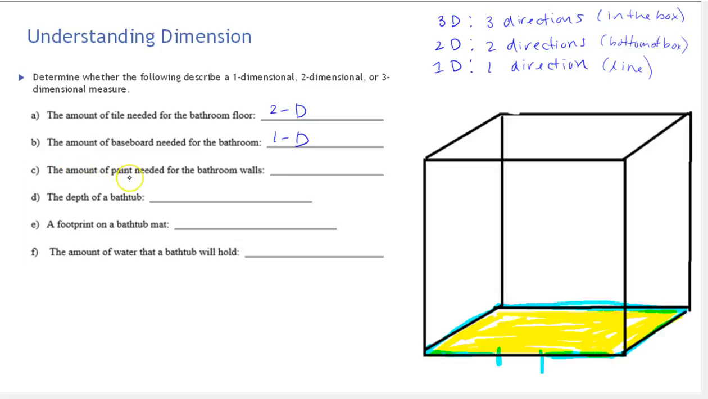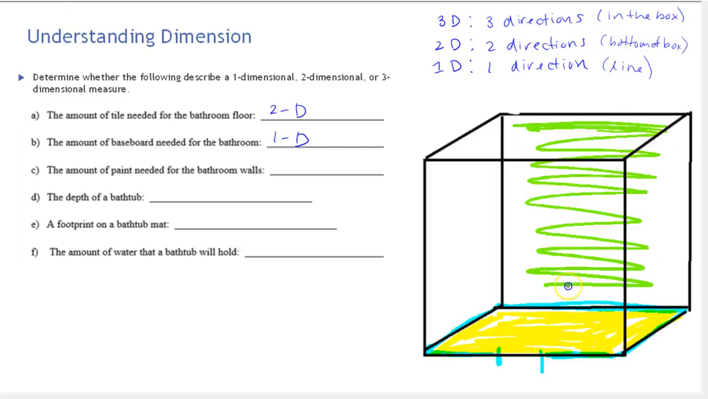Now the amount of paint needed for the bathroom walls. So if we're thinking of this as a bathroom floor, let's think of these as the walls. And let's just look at one wall for now. And let's make it green. Okay, so say, this could take forever, so you get the gist. We want to paint this wall green.